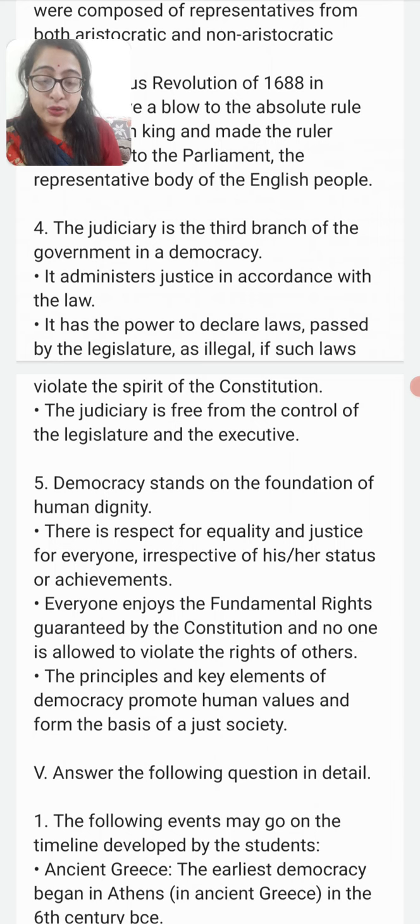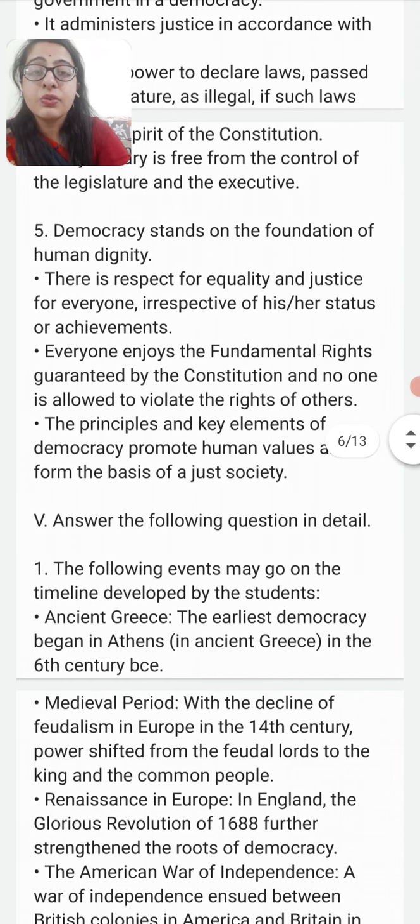Okay, now question number 5 is: how does democracy safeguard human dignity? How does it prevent... status or achievement. Irrespective of their status, whatever their achievement is, everyone is given equal rights and justice. Now, the second point is that everyone enjoys the fundamental rights guaranteed by the constitution, and no one is allowed to violate the rights of others. No one can harm the rights of other people.